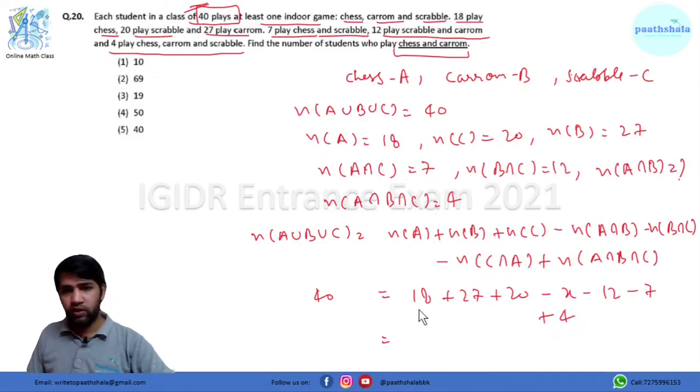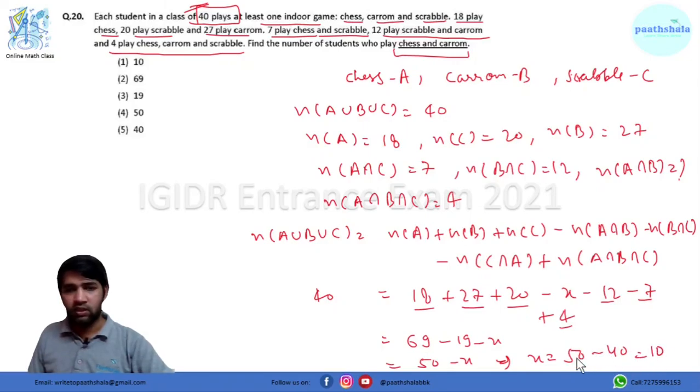So here when you add 18, 27, 20 and 4, this will come out to be 69, and this minus 12 and minus 7 will be minus 19, minus X. So finally we are getting 50 minus X. So when I solve it further, X will come out to be 50 minus 40, that is 10. Okay.